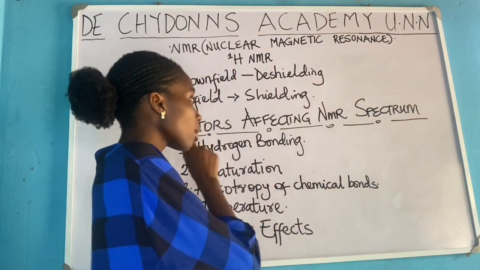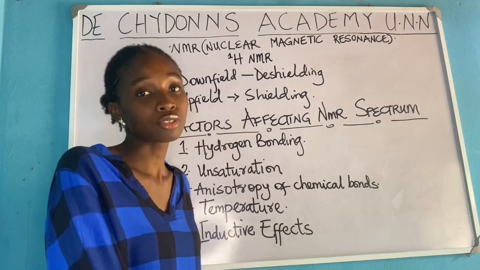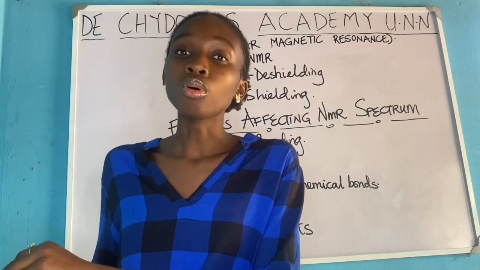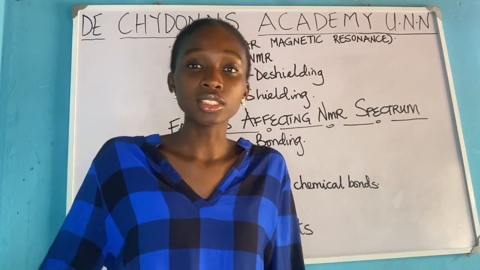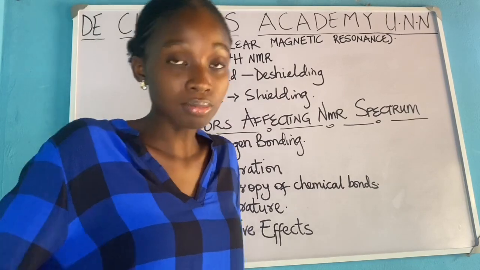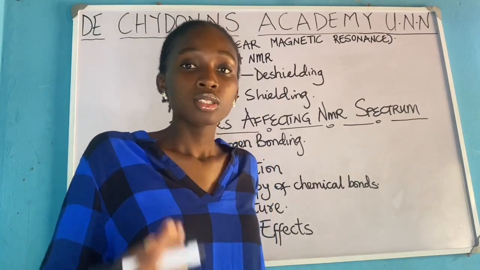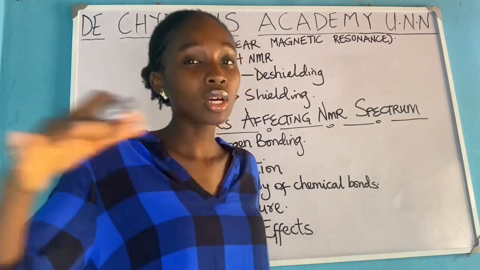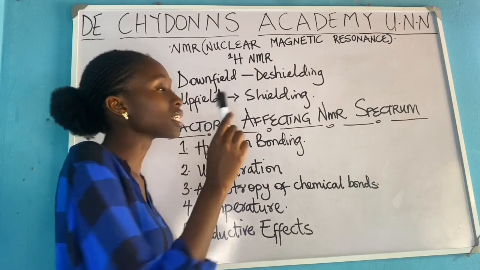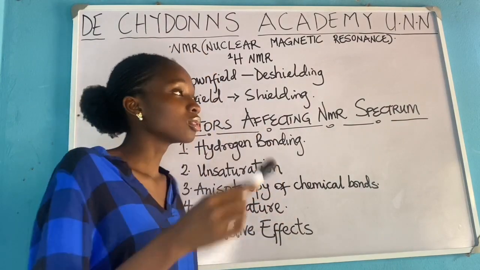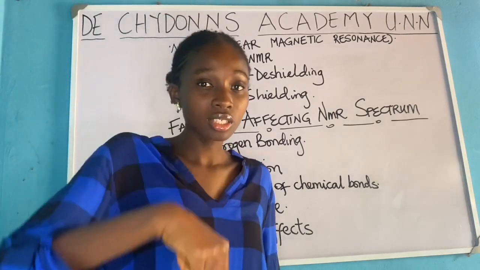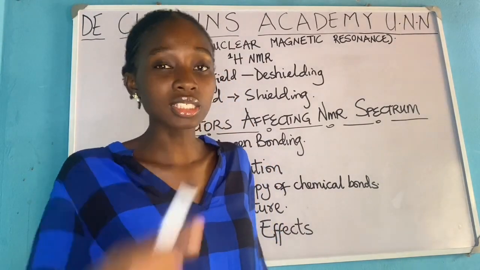Moving on, let's talk about the factors that can affect the NMR spectrum. These factors arise from the internal structure of your sample of interest, or from environmental factors, like the type of solution you dissolve your sample in, or how concentrated your sample is, and other things. The first thing we have here is hydrogen bonding. I would say it's an environmental factor, more of an extrinsic factor than an intrinsic factor.